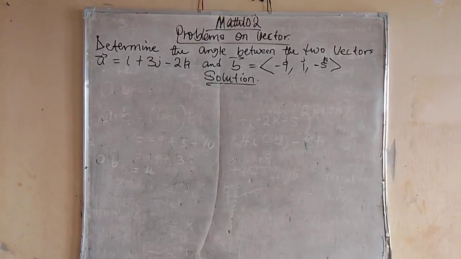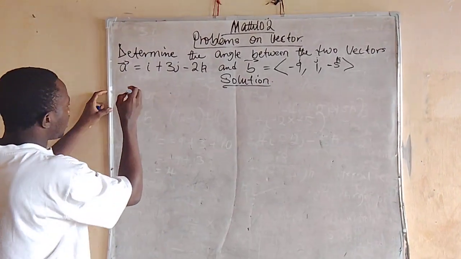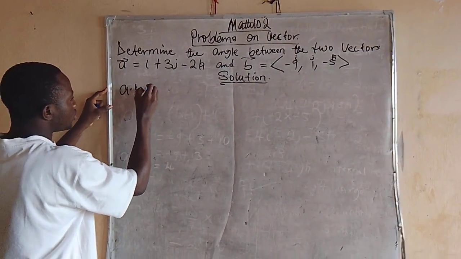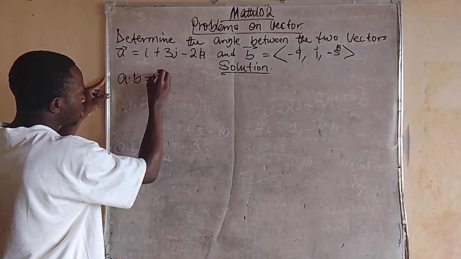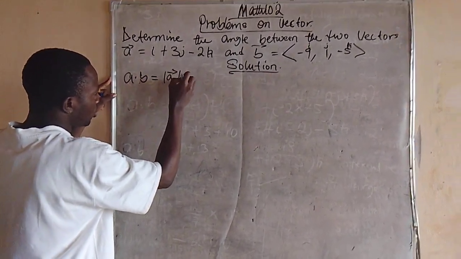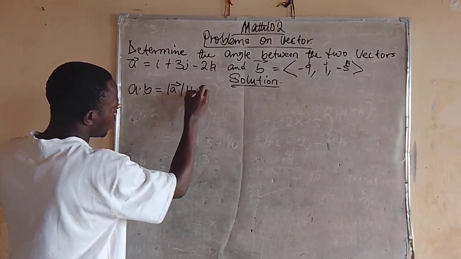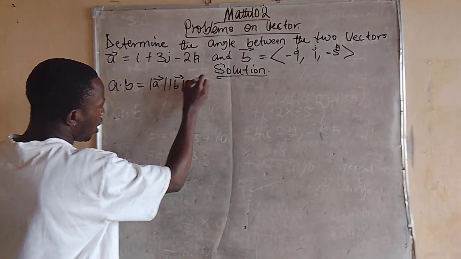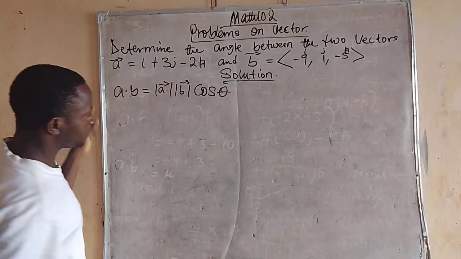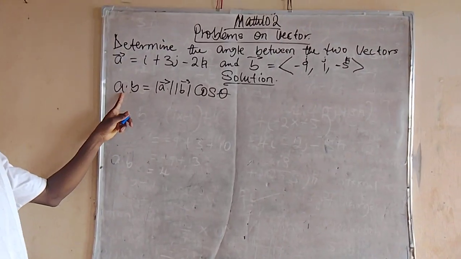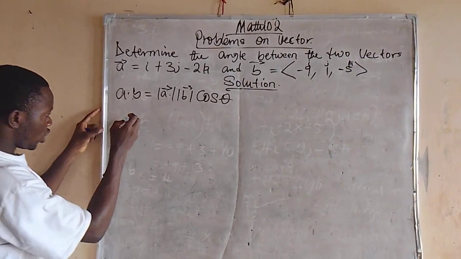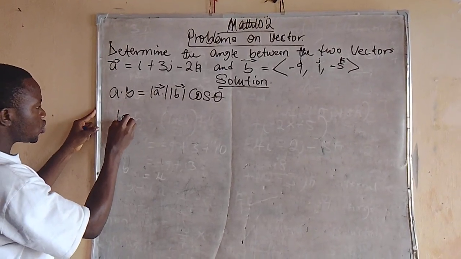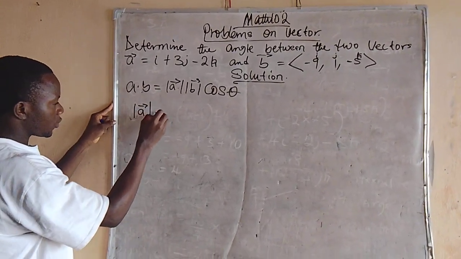I think let me write the formula again. A dot B is equal to magnitude of A multiplied by magnitude of B, times cos theta. Okay? Remember, we have calculated the value of this to be 4. So take note of that. We want to look for now the magnitude of vector A.